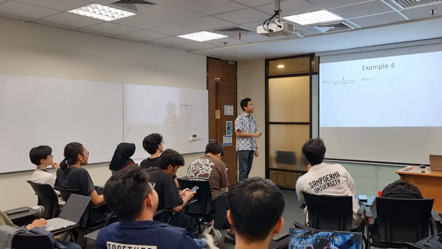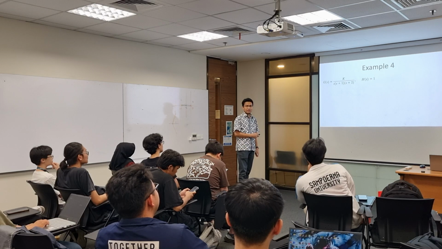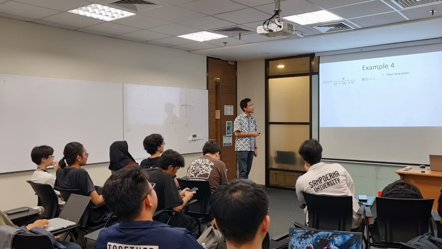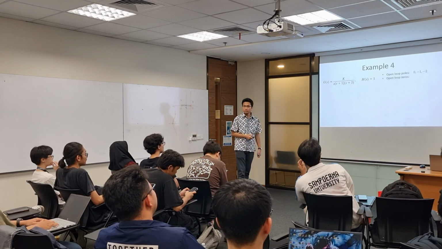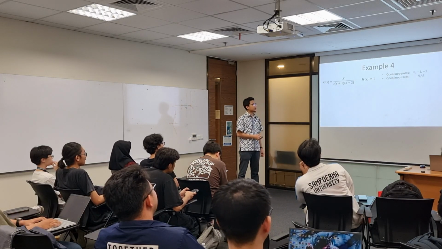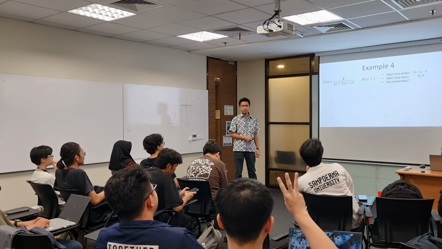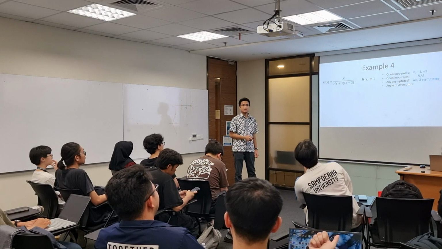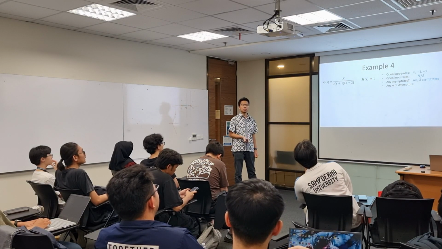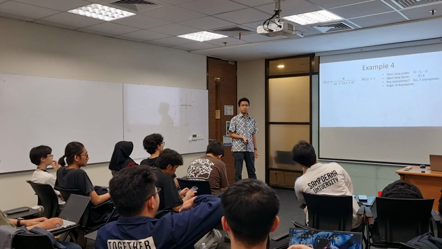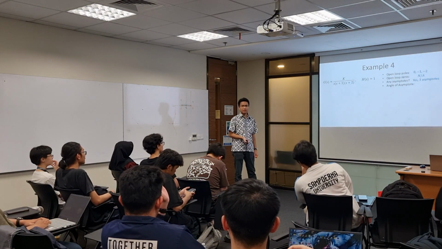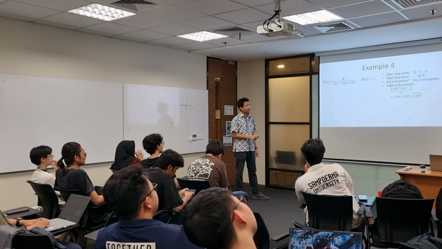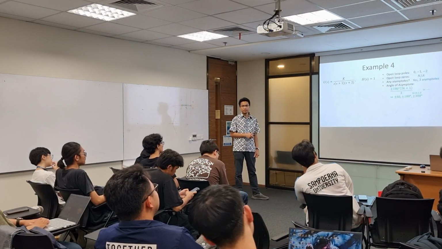Another example, example 4. Can you do it? Open loop poles: 0, minus 1, minus 2. Open loop zeros: not available. Any asymptotes? 3. What will be the angle of the asymptote in this case? 60, 180, and 300. So you divide by 3 and then you use k to be 0, 1, and 2.